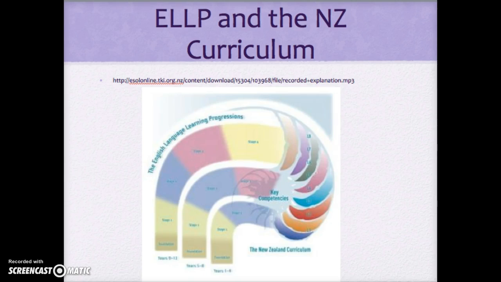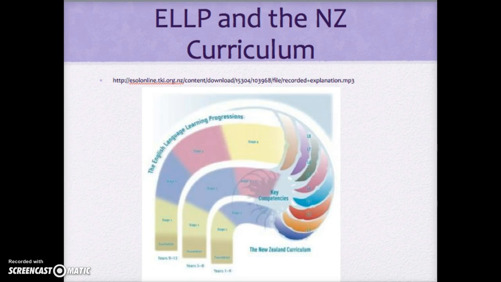On the right-hand side of the diagram, you will see colours representing all the learning areas of the curriculum. It also shows the expected curriculum levels that students are working at. You will also notice the key competencies are at the heart of this diagram. This reminds us that explicit and effective English language instruction will develop learners who are confident, competent, and self-regulated.